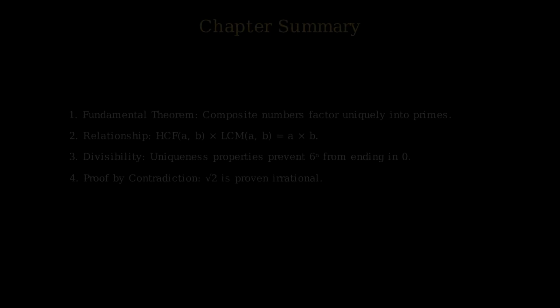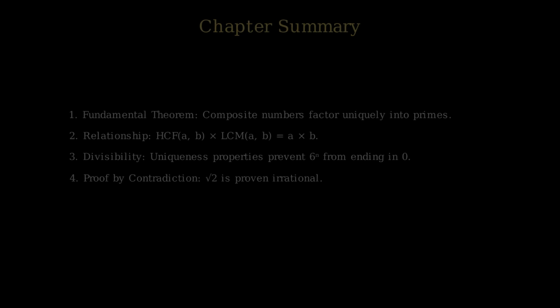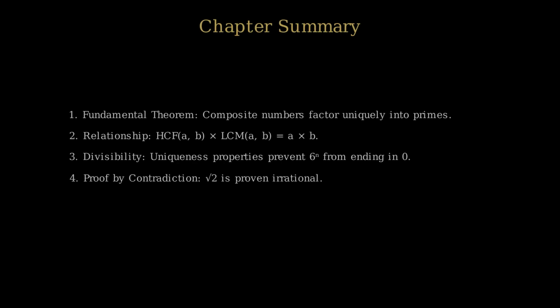To recap what we have learned today, first, we studied the fundamental theorem of arithmetic. Second, we verified the relationship between HCF and LCM. Third, we proved why 6 to the power of n cannot end in 0. And finally, we walked through the proof of irrationality for the square root of 2.